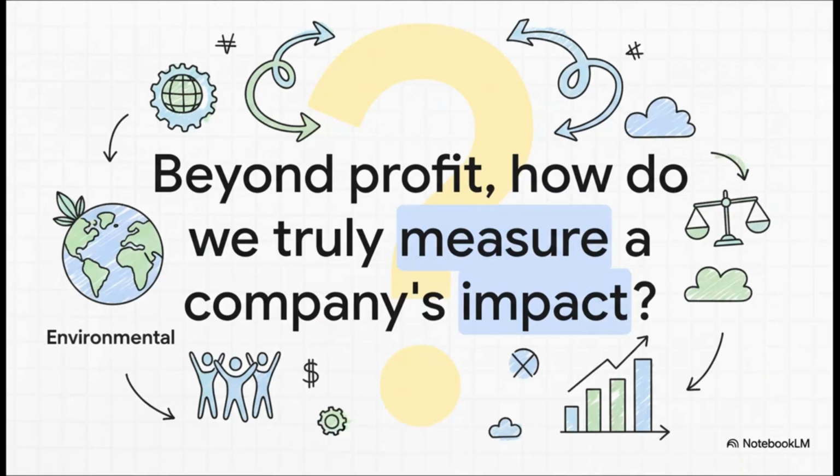Let's dive in. This is the big question that's totally reshaping business and investing right now. For so long, the bottom line was, well, the bottom line. It was all that mattered. But today, we've got a much smarter way to figure out how a company is really doing, and it all comes down to three little letters: E, S, and G.